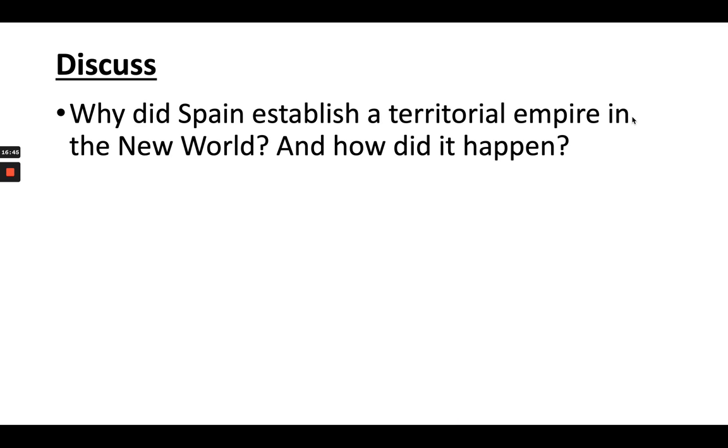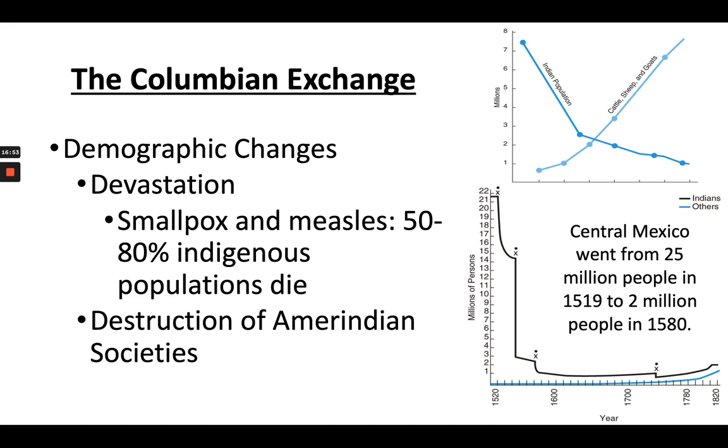So, why did Spain establish an empire in the New World, and how did it happen? Let's start talking about the Columbian Exchange. Okay, so the Columbian Exchange is the big concept really to take out of this. It's helpful to know about the conquistadors, but the Columbian Exchange is huge. Simply put, the Columbian Exchange is this exchange of disease, plants, animals, and people between the old world and the new.